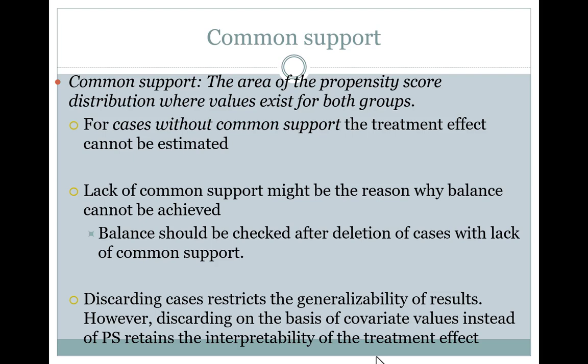But what you can do at this stage is check for common support. This is a preliminary check, because different propensity score methods have different common support requirements. Like the common support requirement for matching is different than for weighting. I will not discuss the difference here, but the preliminary check is to see if there are some areas of the propensity score distribution where there are cases for both treatment and control.